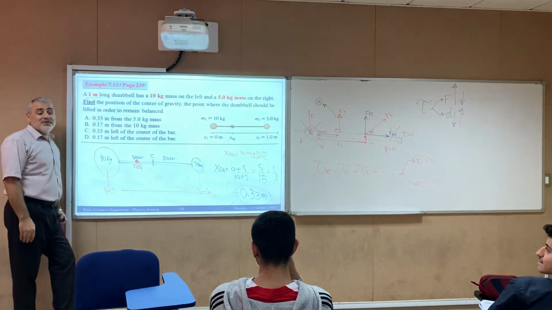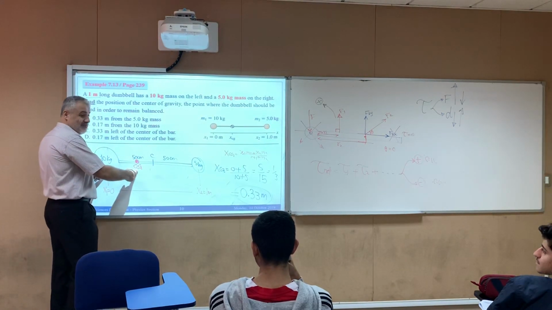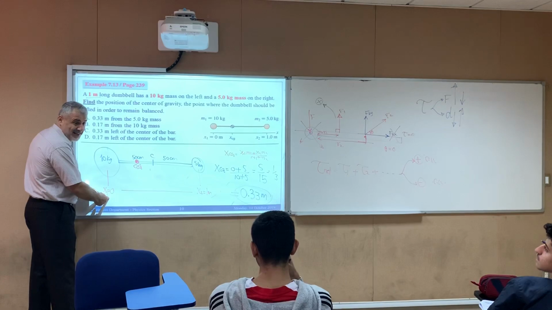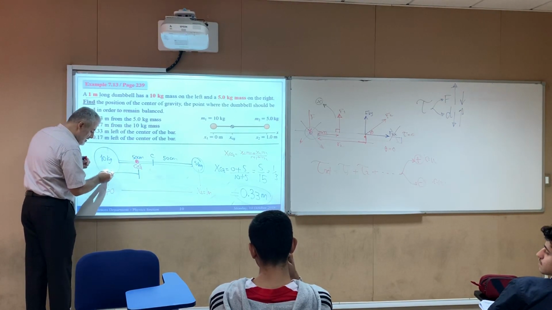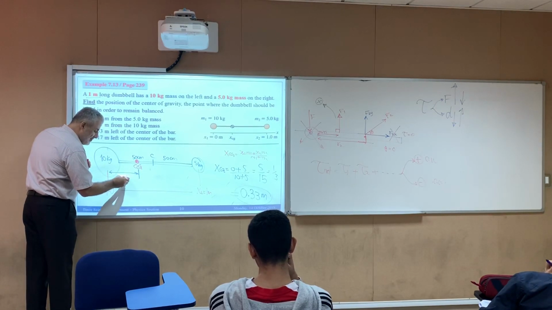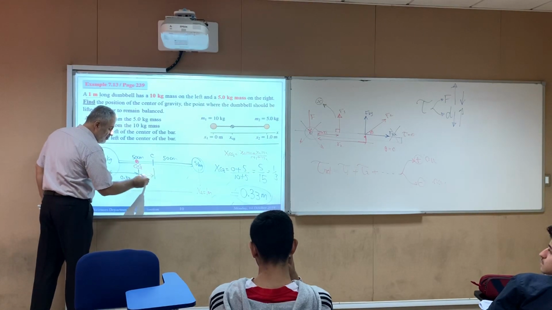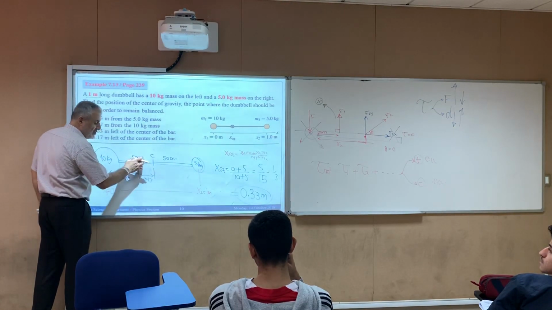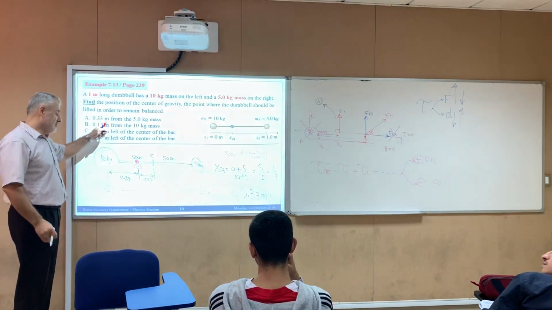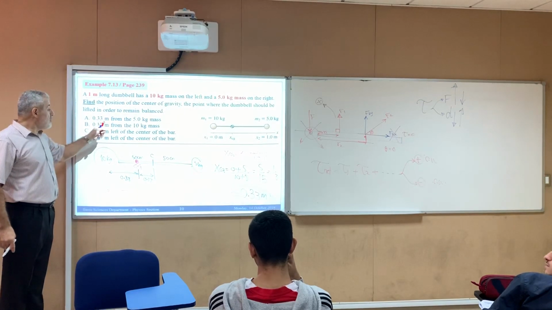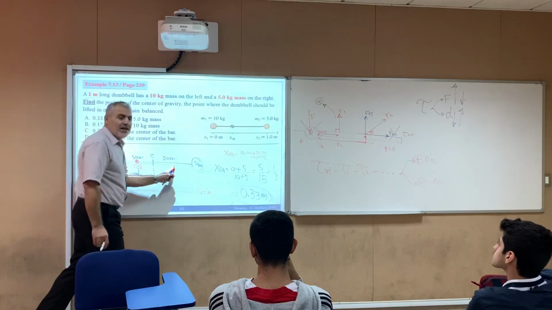But where's the trick in that question? We found this distance because we consider this the reference. He gave you that this distance is 0.33. Now this distance will be 0.17, because both of them together are 50. See the options. The option says 0.33 from the 5 kilogram mass. So from here, that's wrong.